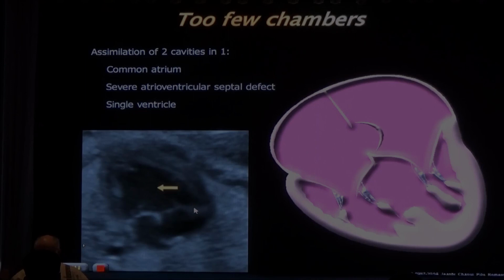Which animal has a double inlet single ventricle? You know it. The frogs. Frogs have a double inlet single ventricle.